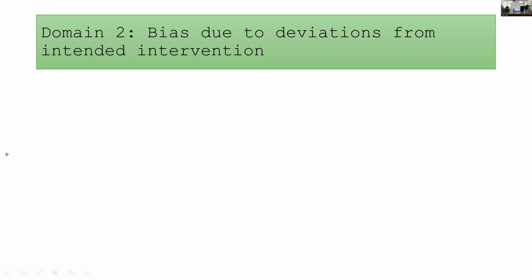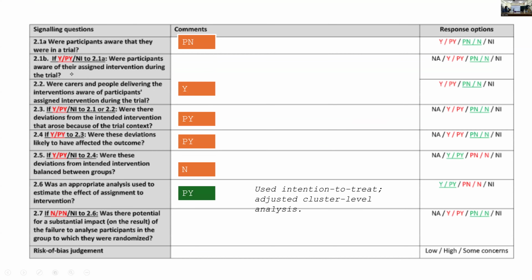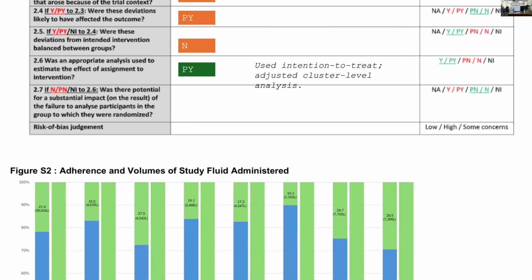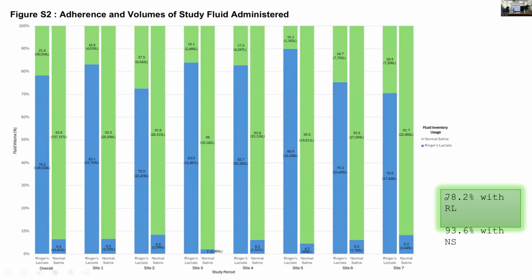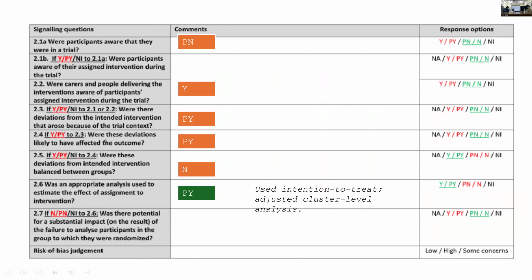Was there any bias due to deviations from the intended intervention? So the first question, were participants aware that they were in a trial? Most probably not. Were participants aware of their assigned intervention during the trial? Probably. They will know whether they're getting RL or normal saline. Were carers and people delivering the interventions aware of participants' assigned intervention during the trial? Yes, it was an open label trial. Were there deviations from the intended intervention that arose because of the trial context? Yes. Because if you look at it, only 78.2% of the patients with RL got RL and 93.6% of the patients with NS got NS. So there is some difference in the intended intervention.